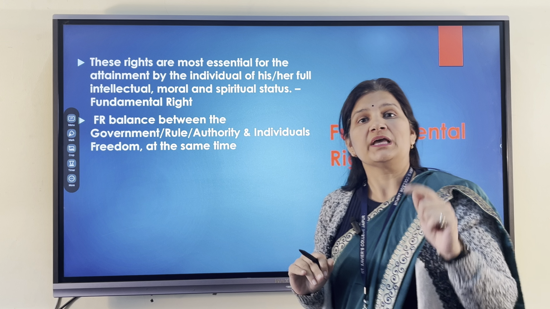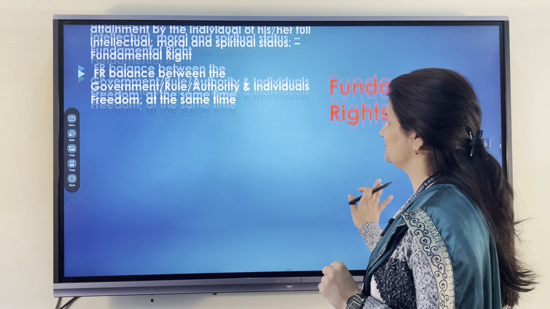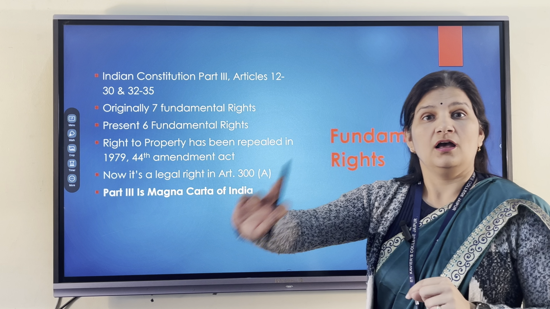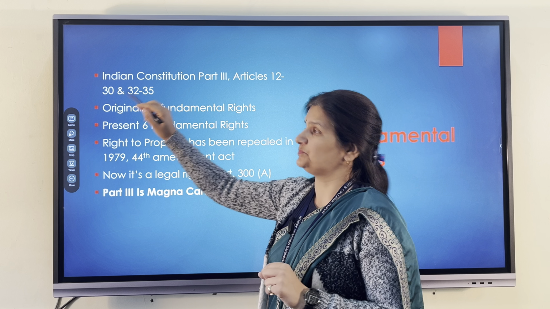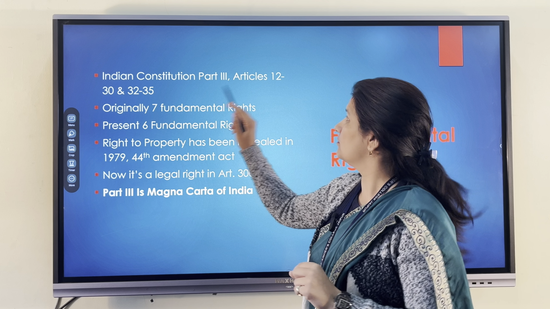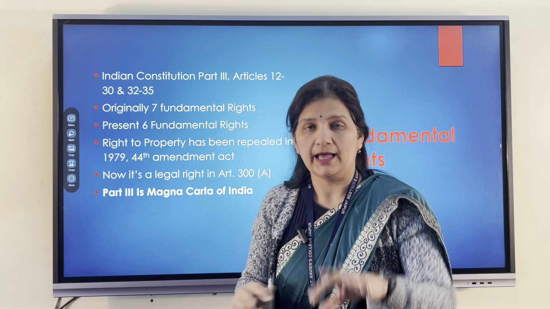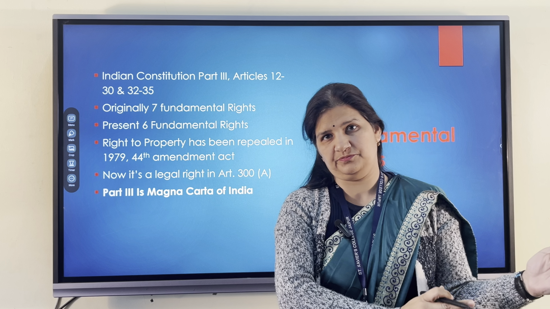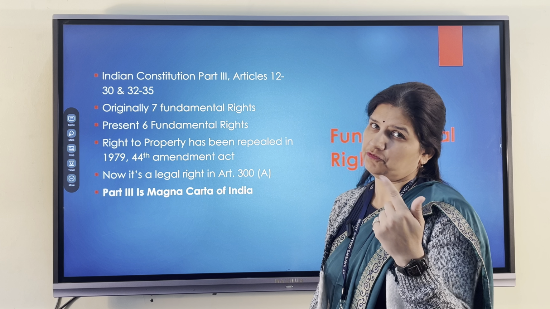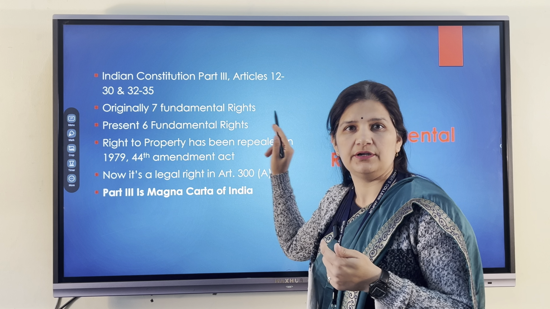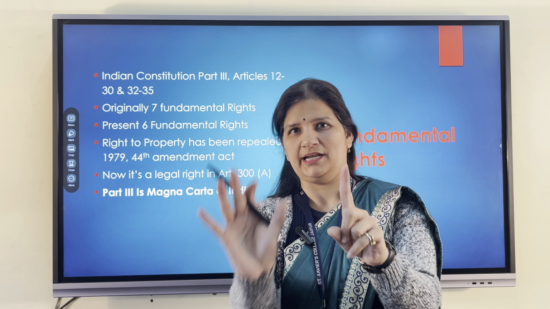Now moving to important things related to fundamental rights. First, fundamental rights are described in the Indian Constitution Part 3, Articles 12 to 30 and 32 to 35. Originally, in our Indian Constitution, we had 7 fundamental rights. But at present, we have only 6 fundamental rights.